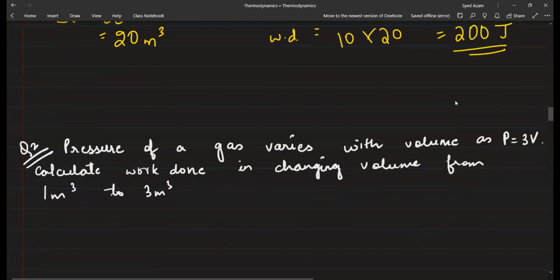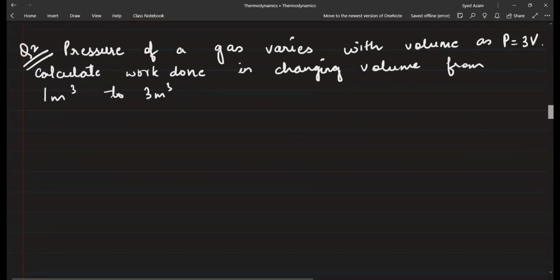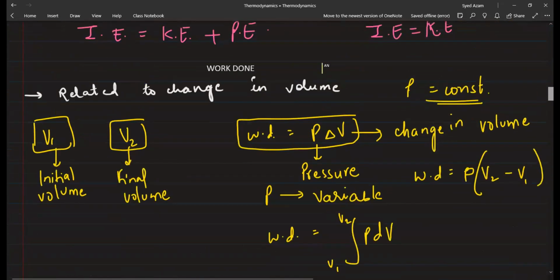Now see, look at this question. Okay, this question I'll tell you. First, you will try this question by yourself. Write down this.